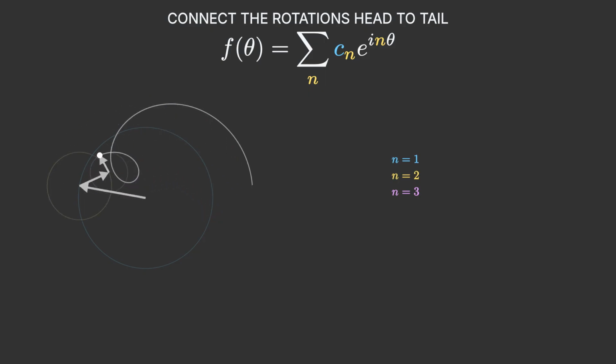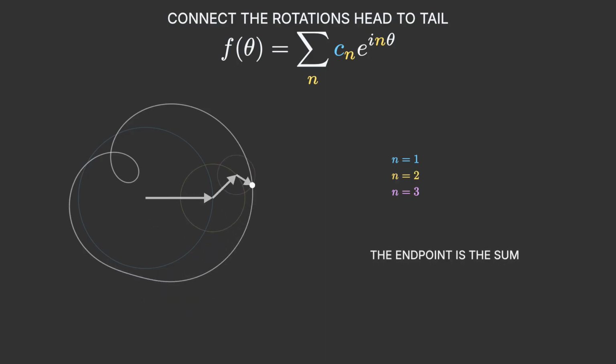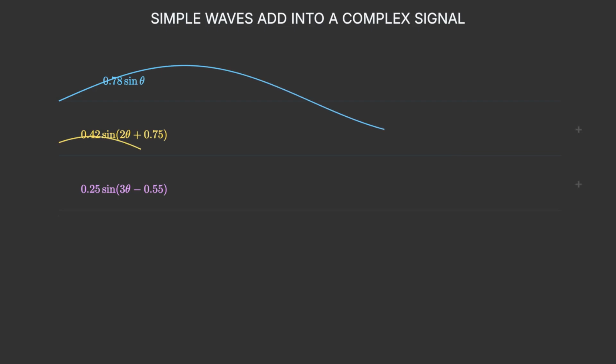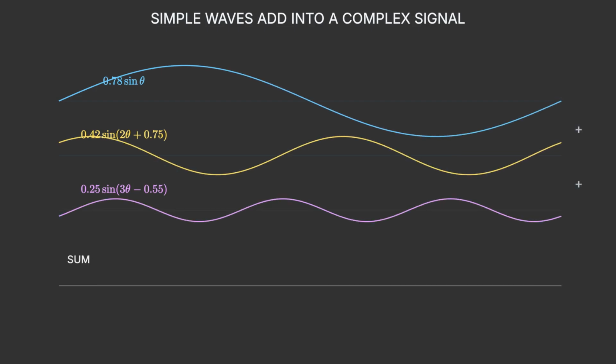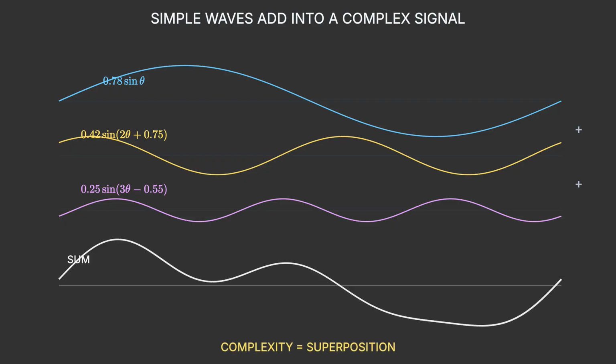Each arrow turns at its own frequency, with its own amplitude and phase. Their final endpoint moves according to the sum of all those simple rotations. Project that endpoint onto one axis. 3 simple sine waves become one complicated waveform. This is Fourier's central idea. A complicated periodic signal can be understood as a sum of simple circular motions.